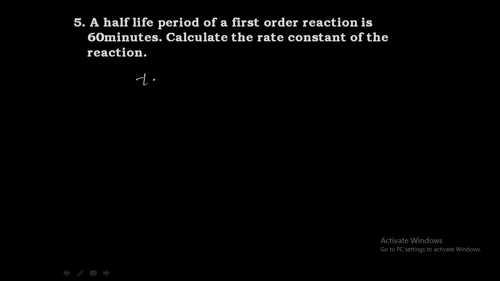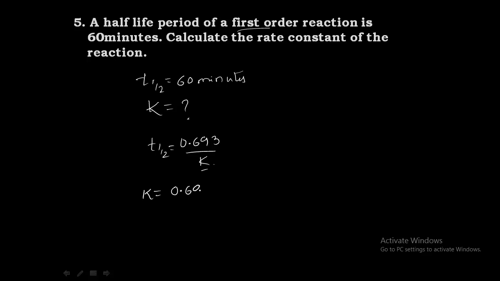So that is T half, how much? 60 minutes. So if T half is 60 minutes, calculate the rate constant of the reaction. Now we have to calculate K. How can we relate the half-life with K? Since they have given first order, T half is equal to 0.693 divided by K. We want to find K, therefore rearranging this, K is equal to 0.693 divided by T half.